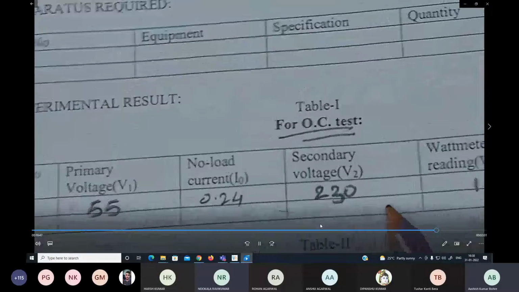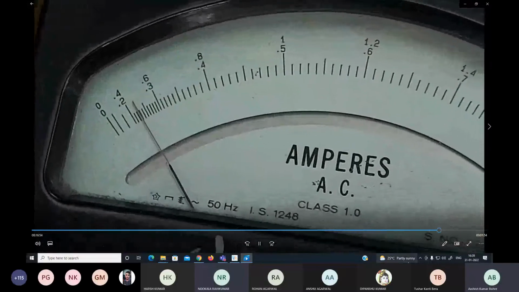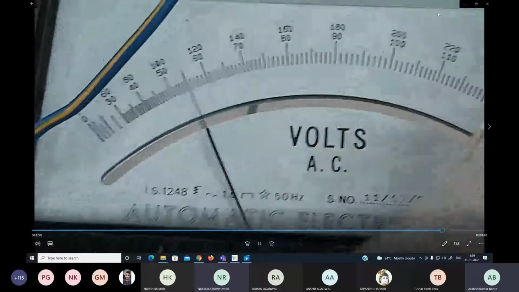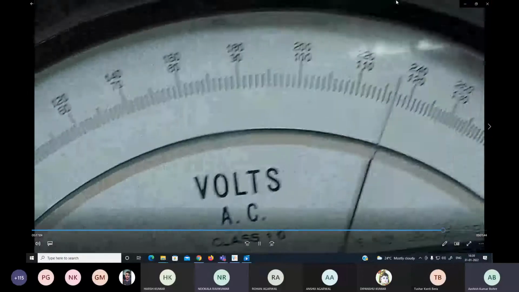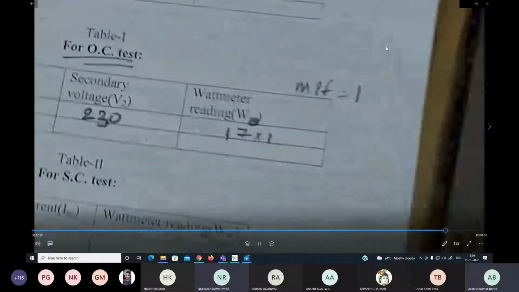Okay, no load current we have to check here. We have already noted down the no load voltage. The wattage also we have noted down, approximately 17. So input voltage we have noted down, the primary voltage, the low voltage side voltage, and the high voltage side voltage, we have noted down all the things. After that we have to calculate the parameters.